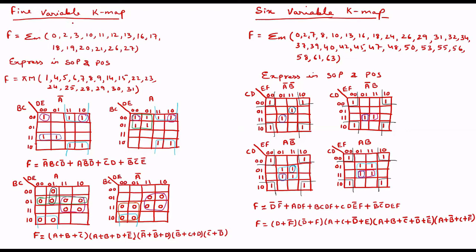Hello everybody. In this video we're going to study about 5 variable K-map and 6 variable K-map. I have two examples over here. As per the examples we'll try to understand the concept. You can see f is equal to summation of minterms and the values are given over here, and the question is expressed in SOP as well as POS form, right?